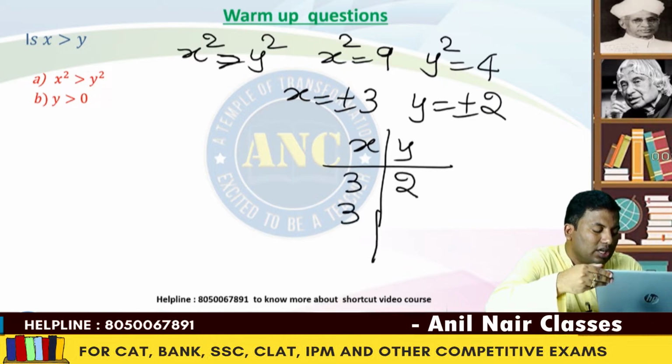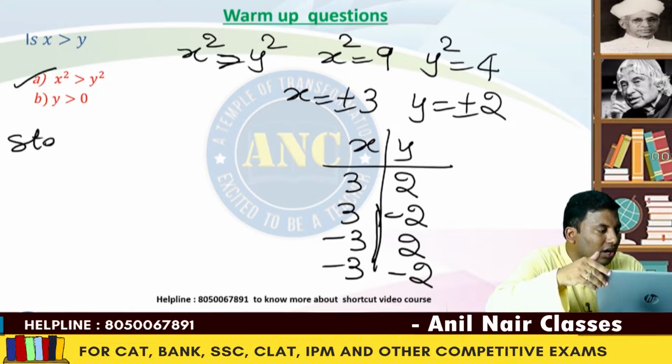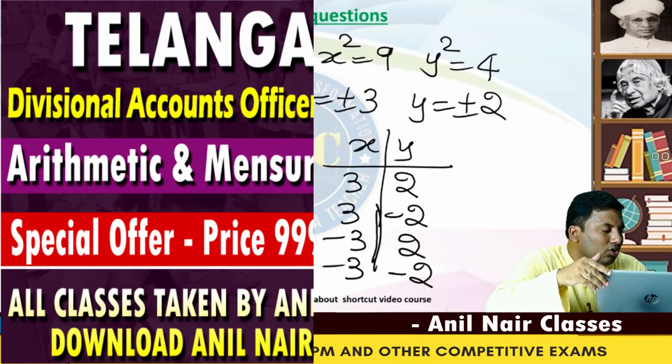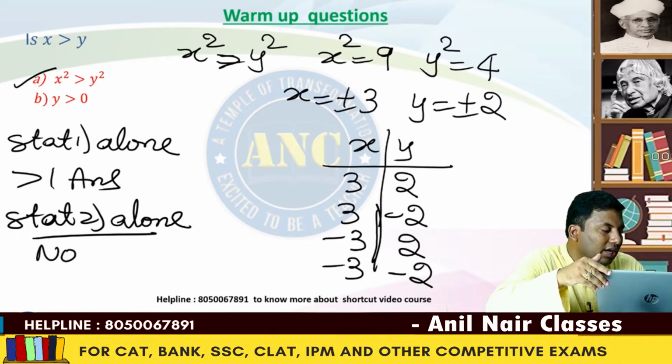It is 3 minus 2. It is minus 3, 2. It is minus 3, minus 2. Statement 1, already we have discussed that statement 1 alone is not giving you more than one answer. Statement 2 only talks about y, but the question is about x and y. So statement 2 alone, I cannot answer.